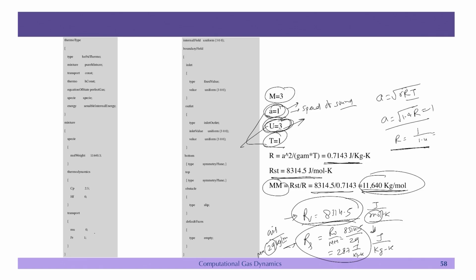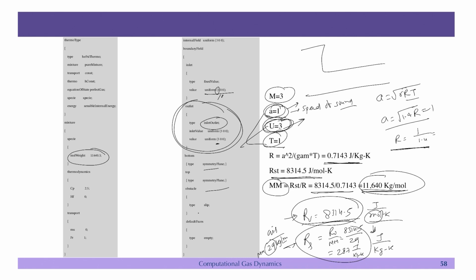So this value has to be used here in the molecular weight. This is also an Euler problem, so viscosity is 0, and these are some of the boundary conditions that I have talked about. This is the inlet, fixed value u equal to 3, and v and w are 0. Then you have something called inlet-outlet. It is a mixture between the zero gradient and the value that is specified here, which is 3, so that is kind of a Robin boundary condition. Then we have the symmetry plane at the top and bottom, there is a slip condition on the obstacle, and finally you have empty.